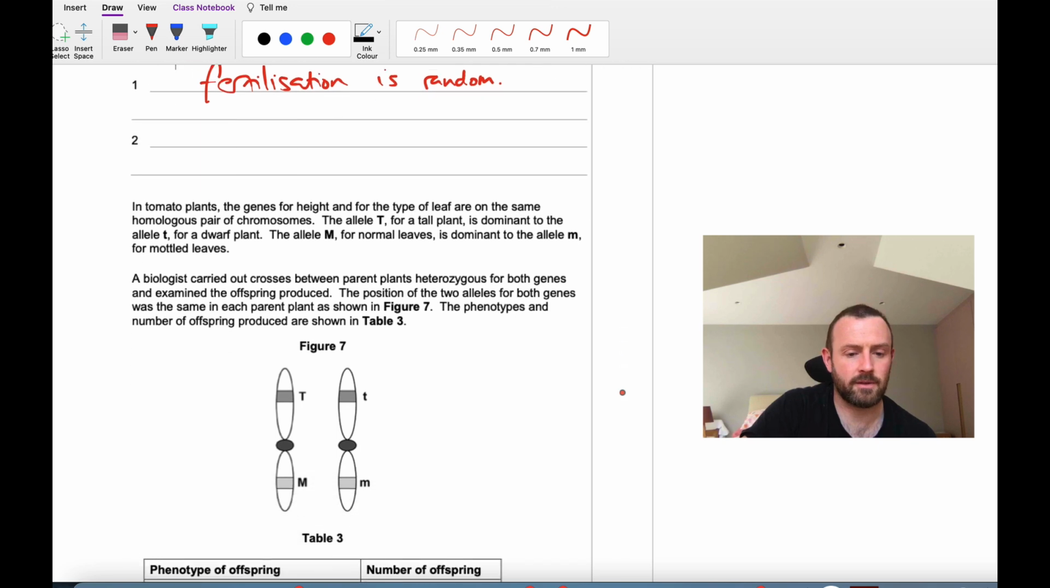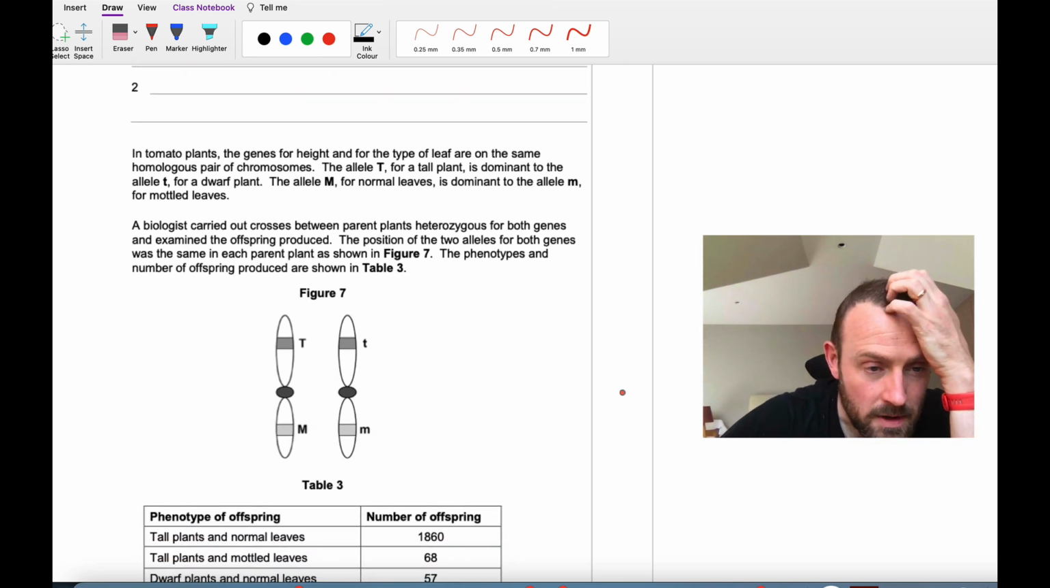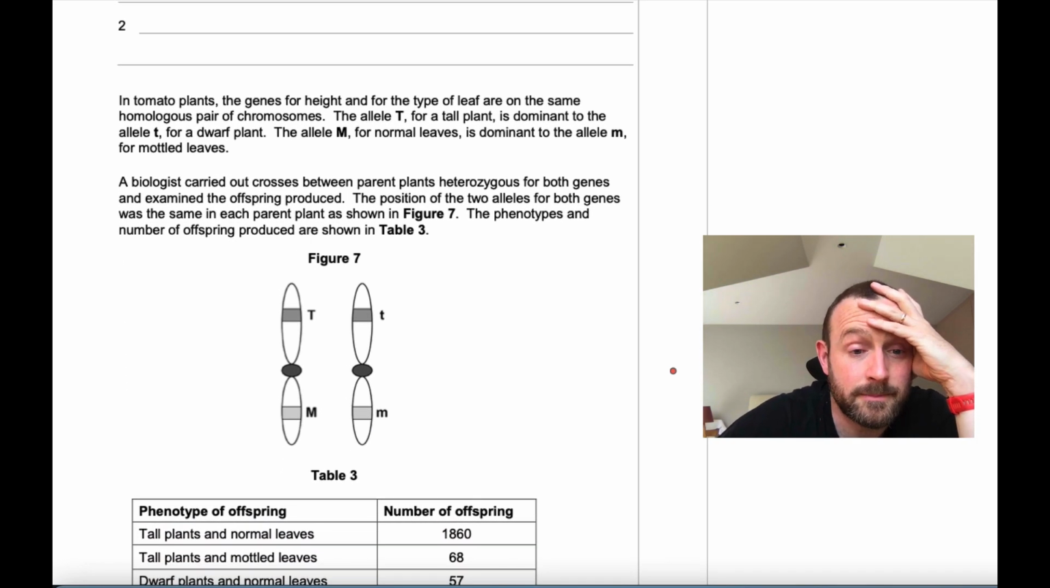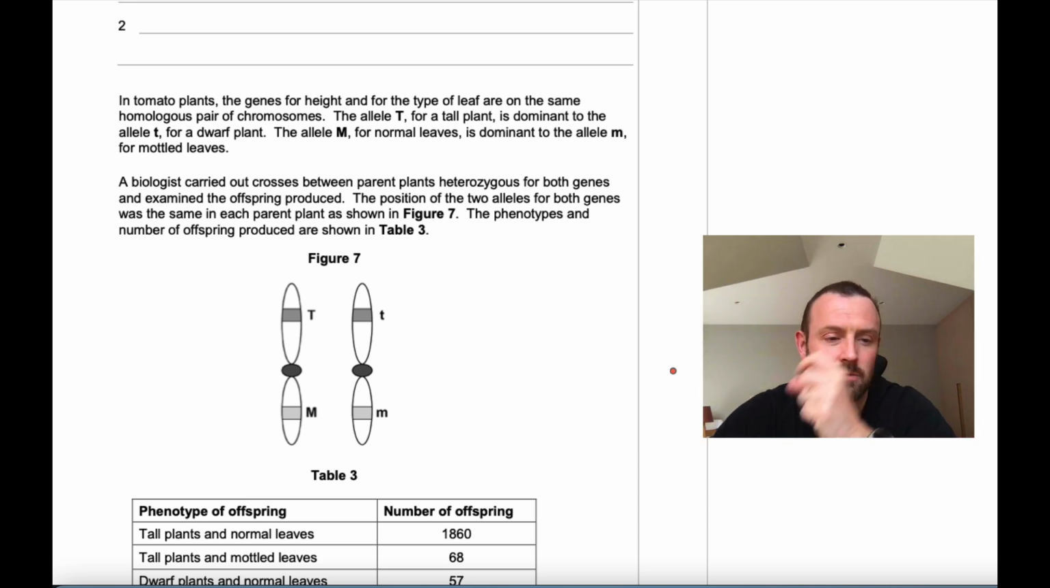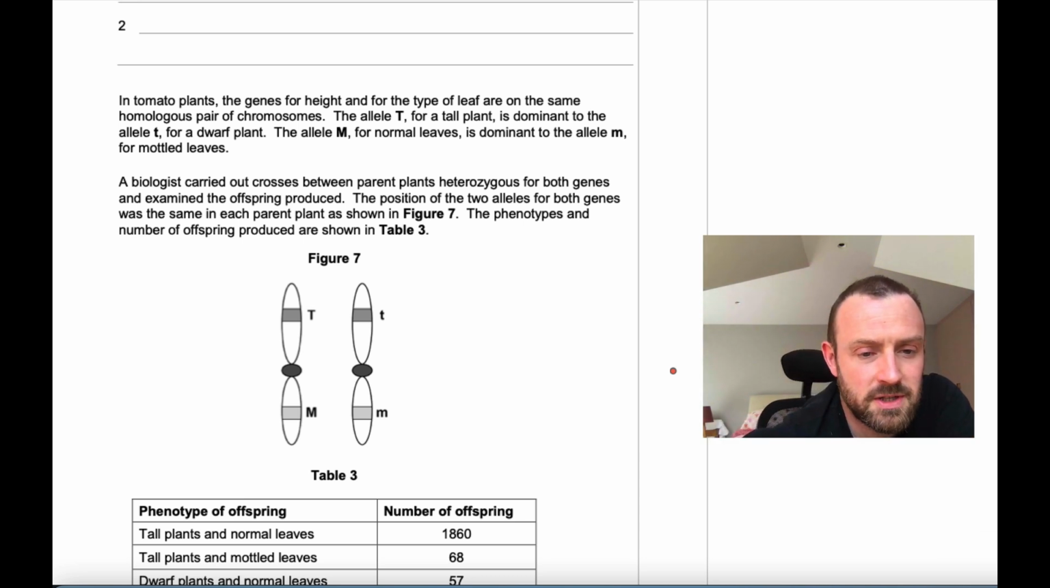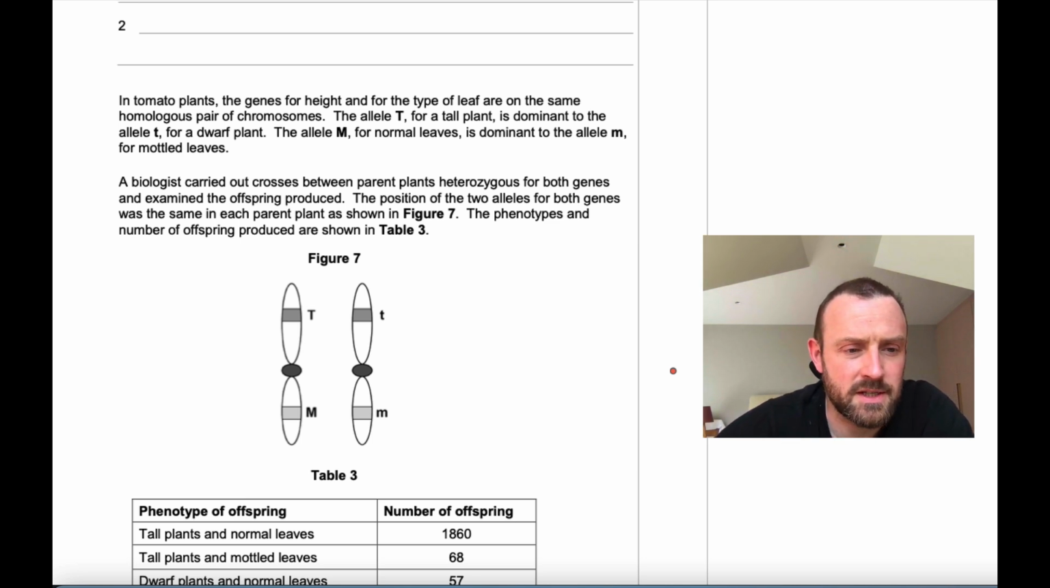All right, so now we have a cross. Tomato plants. The genes for height and for the type of leaf are on the same homologous pair of chromosomes. So this is going to be about crossing over, or like autosomal linkage. The allele T for a tall plant is dominant to the allele small t for a dwarf plant. The allele M for normal leaves is dominant to the allele little m for mottled leaves. Okay. Cross between parent plants, heterozygous for both genes, and examine the offspring produced.